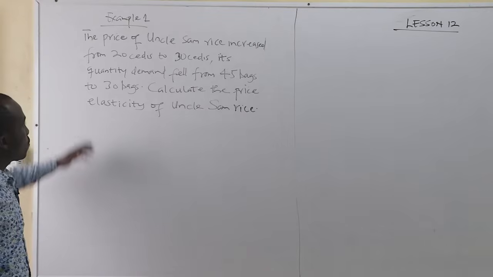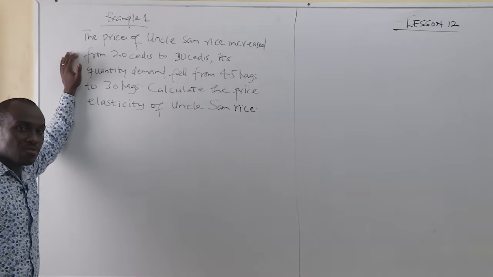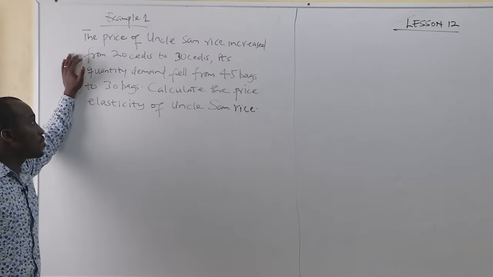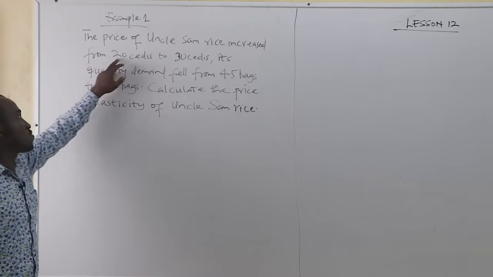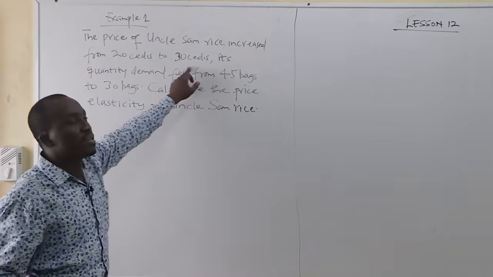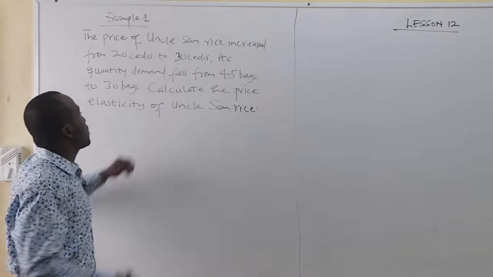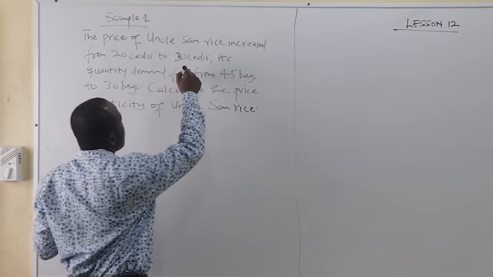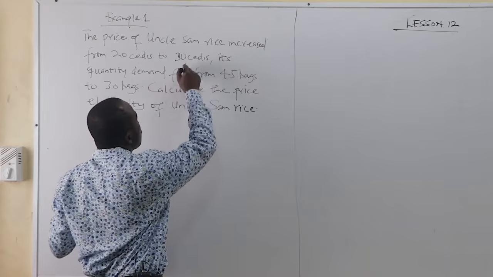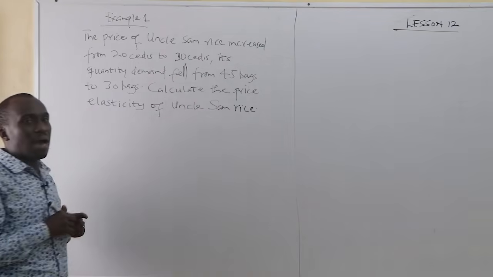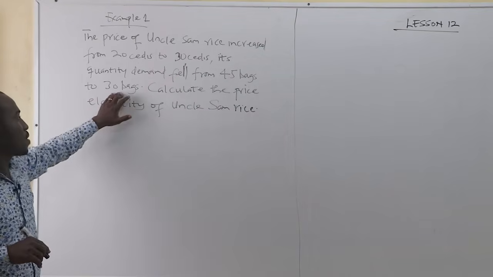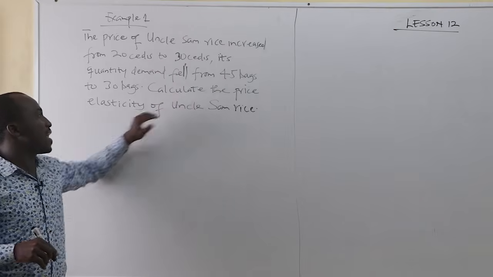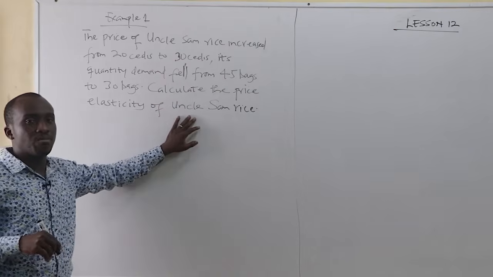So let's say in Ghana, there's a rice we all like so much, American rice, we call it Uncle Sam. We are assuming that the price was 20, it increased to 30. And when it increased, what happened? The demand fell from 45 bucks to 30 bucks. Calculate the price elasticity of the Uncle Sam rice.